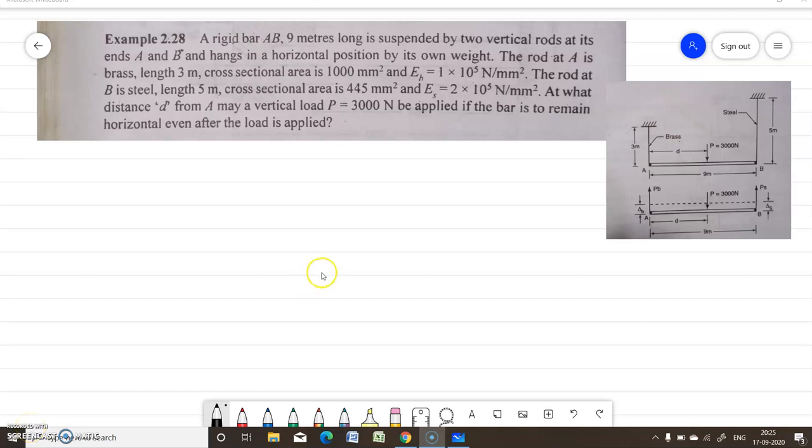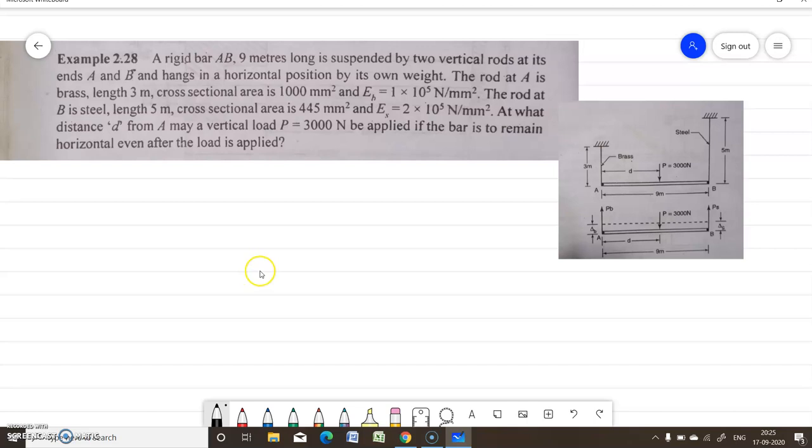Okay, students. Now we'll do another problem on the topic indeterminate systems, structural systems. Now this question is a rigid bar AB, 9 meters long, suspended by two vertical rods at its ends A and B, and hangs in a horizontal position by its own weight.